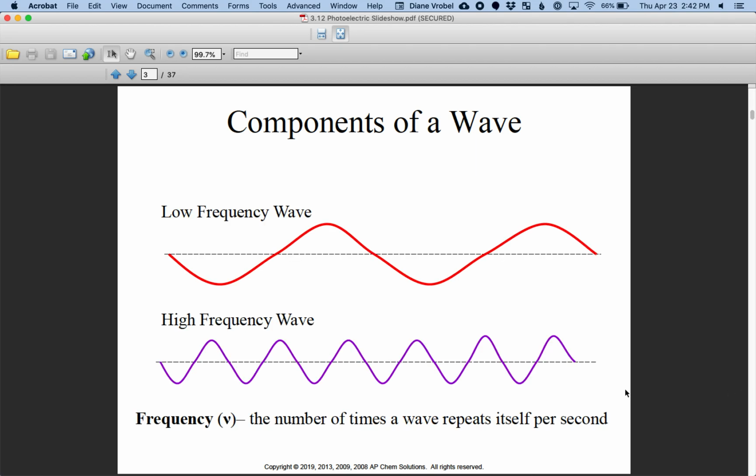Now, if we have two different waves, notice that the number of waves that you can fit in the same space or the same time is called frequency. And frequency is this very fancy looking v, which we call nu. So we're counting the number of waves that occur for that time period.